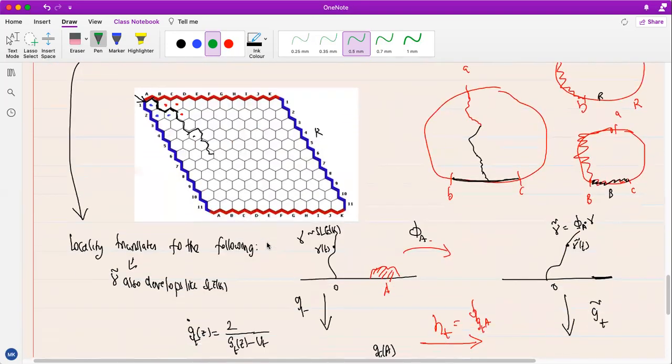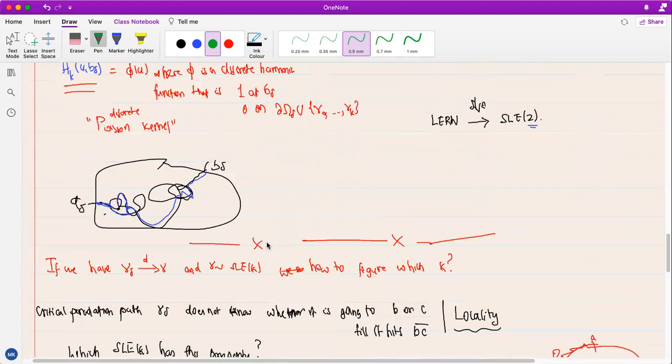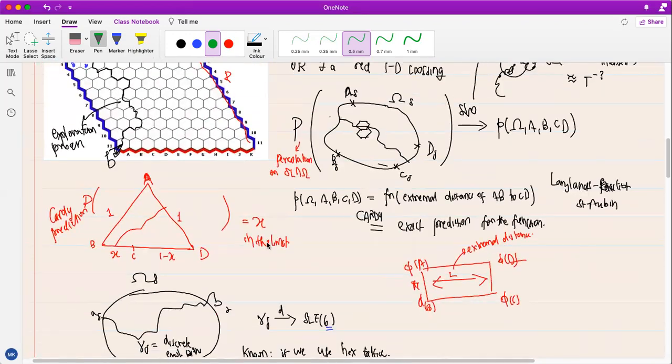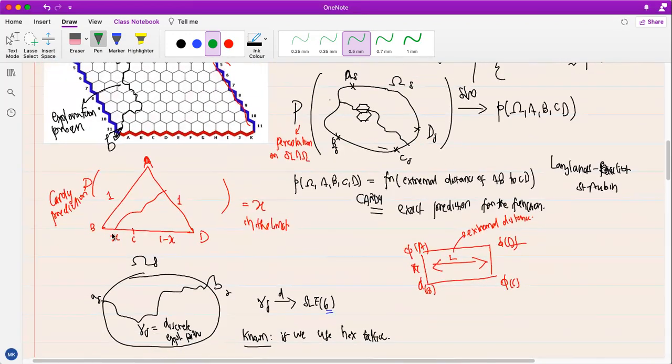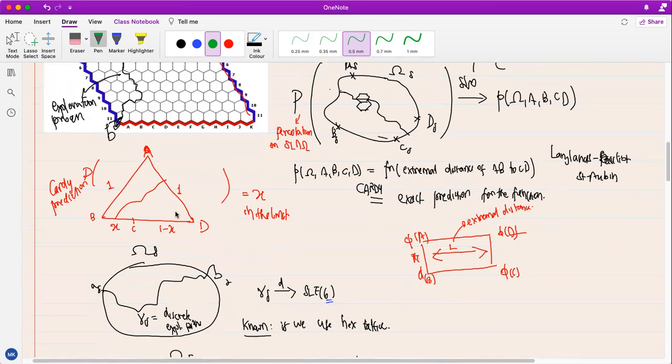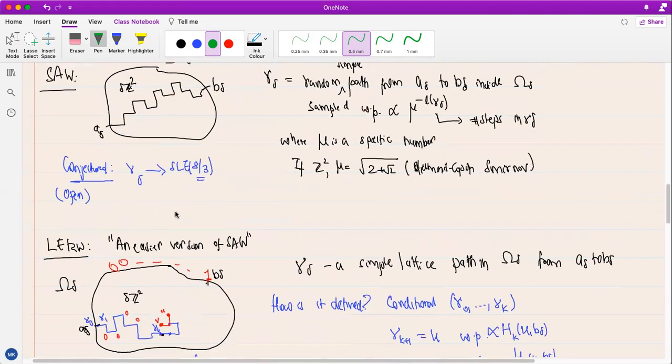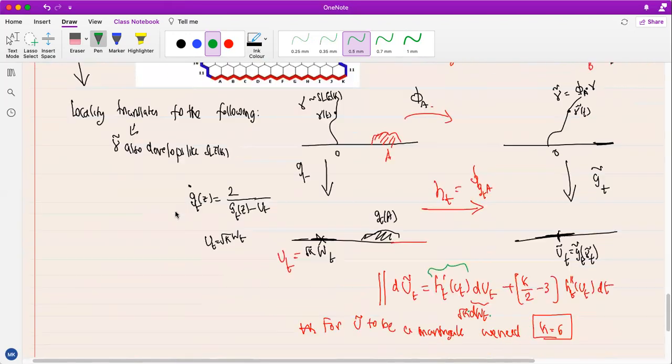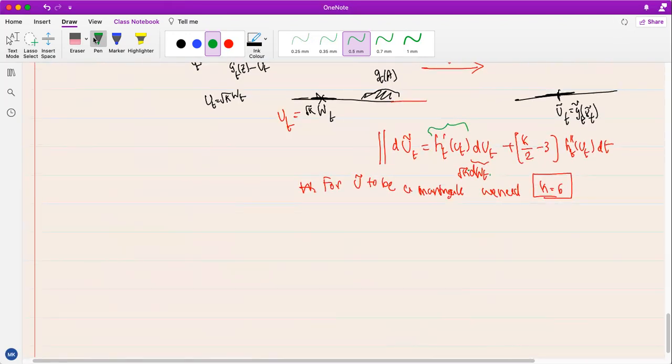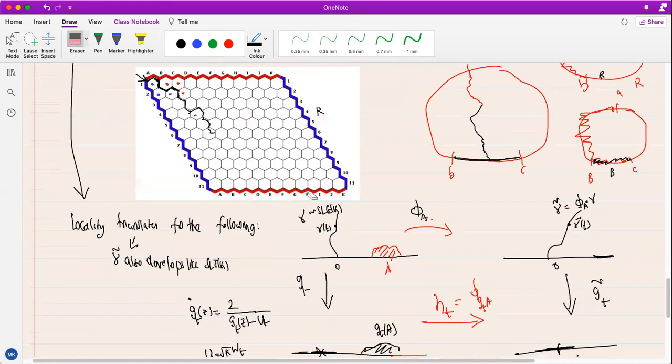Yet another way to do it is to check Cardy's formula. This type of calculation of Cardy's formula you can do for SLE, similar to the calculations I did last time, so I will not do it now. But that is another indication that it should be 6. But this is the key locality property.